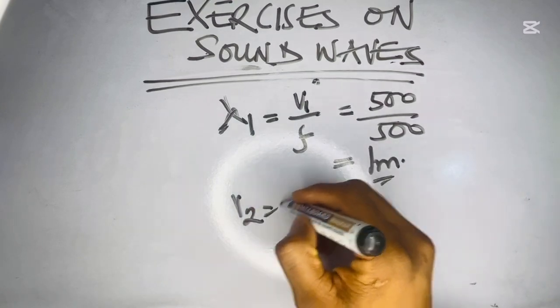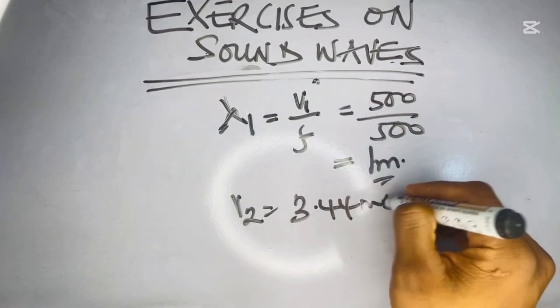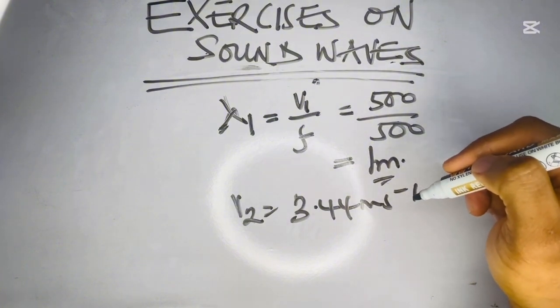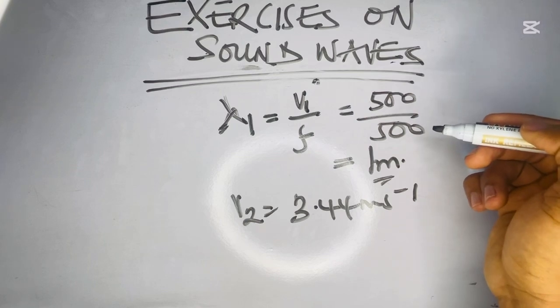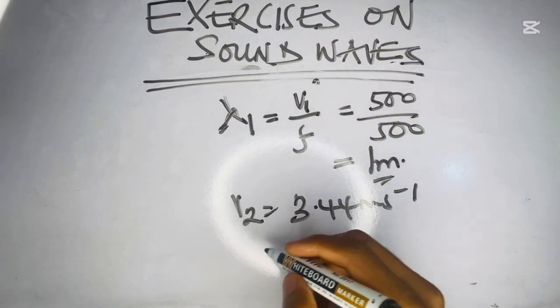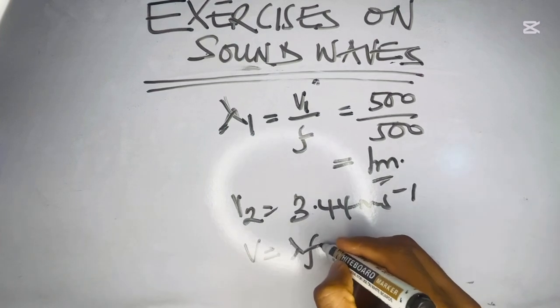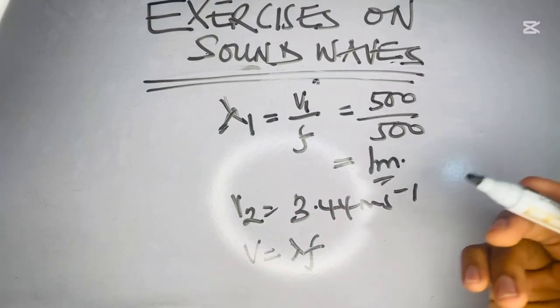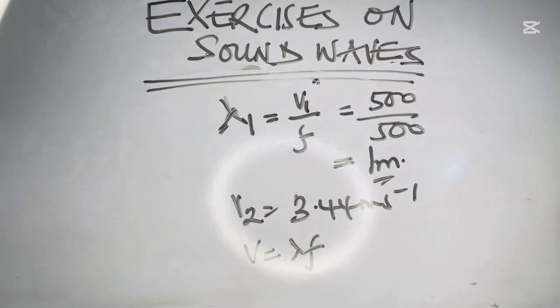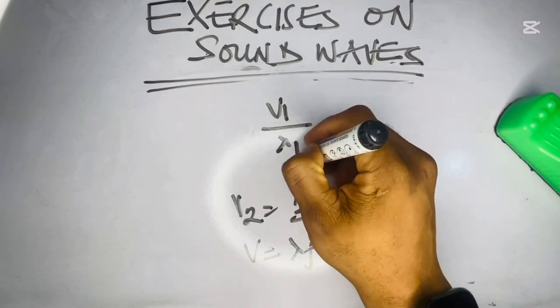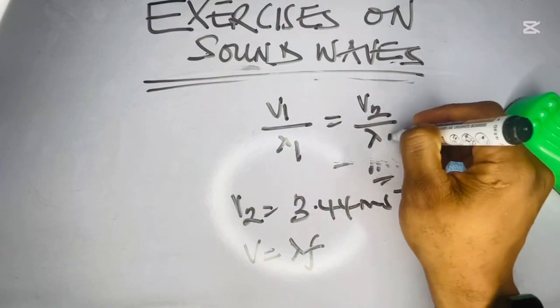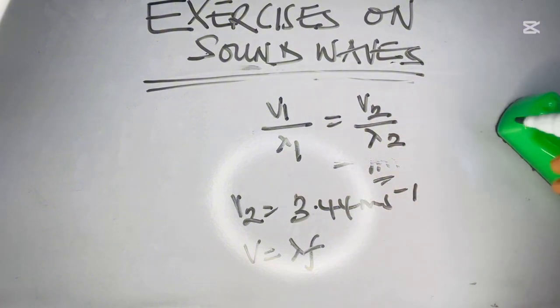Now V2 is 3.44 meters per second. V2 is the speed of sound in air that was given in the question. From V equals lambda F, V is directly proportional to lambda. It means that we have V1 over lambda 1 equals V2 over lambda 2. We are looking for the speed of the waves in the string and the wavelength in air.